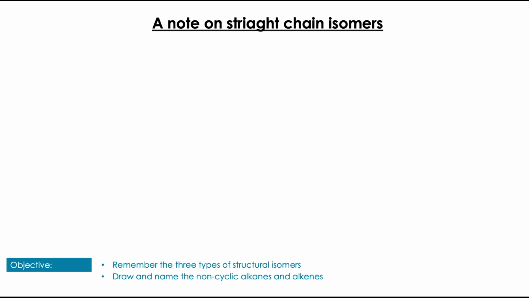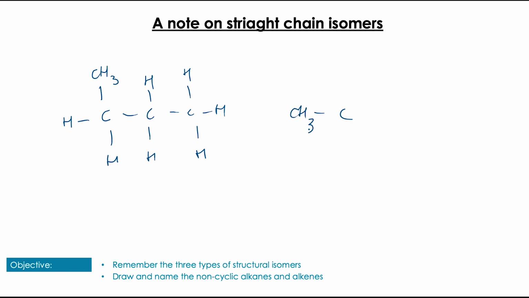A quick note on drawing straight chain isomers, and a common mistake that students often make when they're first drawing these. Let's draw out a couple here. I'm going to draw out a chain with a methyl group here, and I'm going to draw the rest of it as a saturated molecule. So we've got what looks like a 3-carbon chain with a methyl group, or at least that's how it may appear initially.